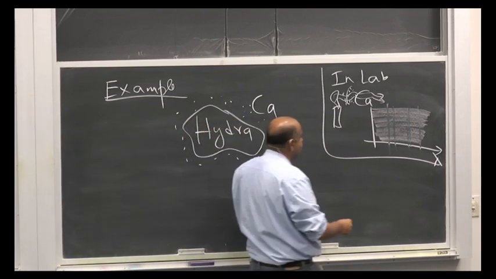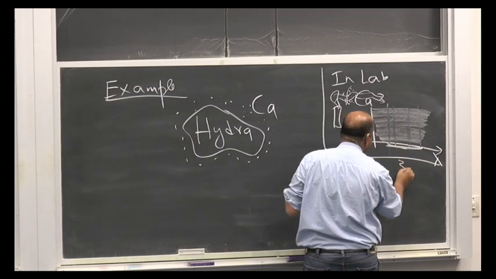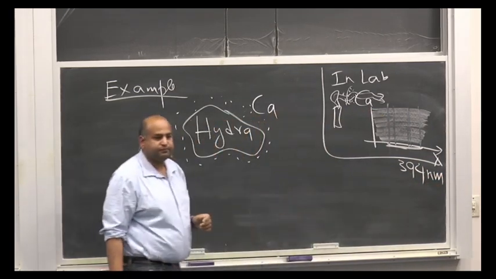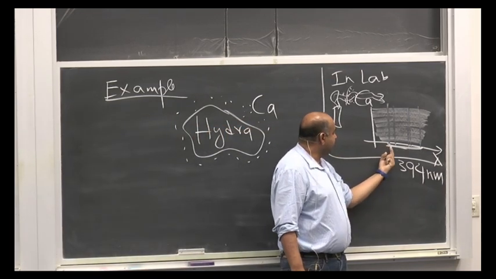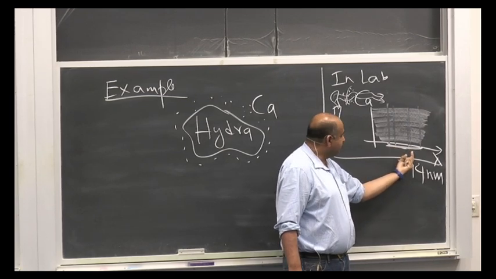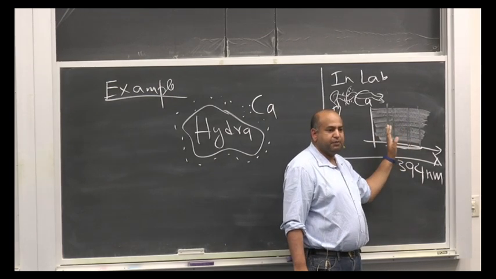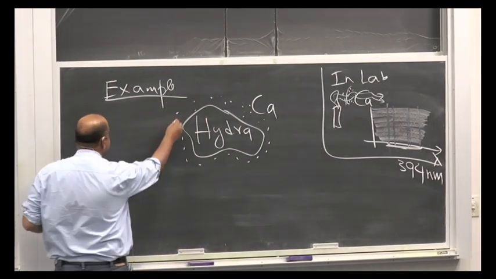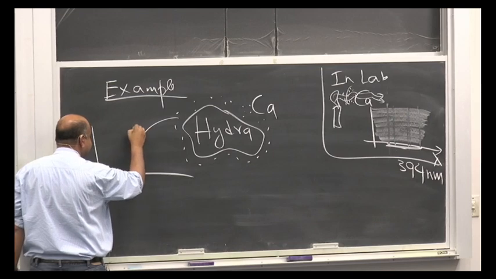The calcium spectrum inside the lab, all these lines that I have exaggerated here, they come around 394 nanometer wavelength. So this one is at 394.9, this one at 394, this one at 394.2, this one at 394.25 nanometers, small differences. But they all come around this. Now, when we look from here, the light appears to have exactly the same pattern.